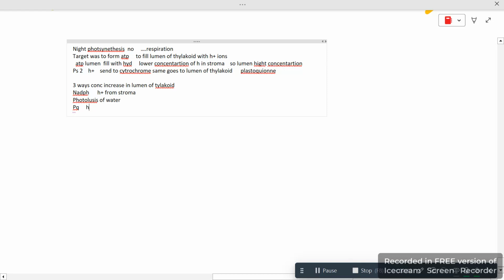Then the third was the PQ particle. PQ is plastoquinone, which gives H positive ions, and this is part of the electron transport chain. The H positive is taken from the stroma and then sent to the lumen.